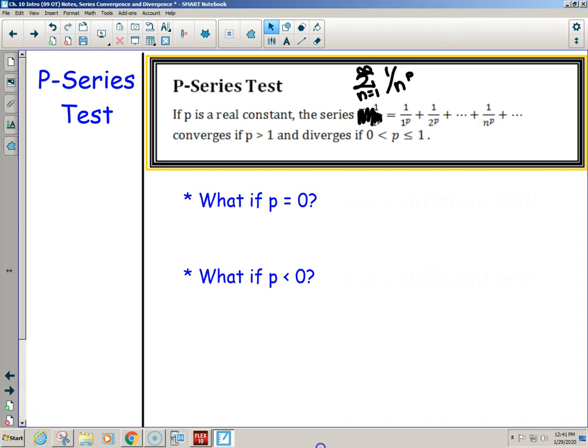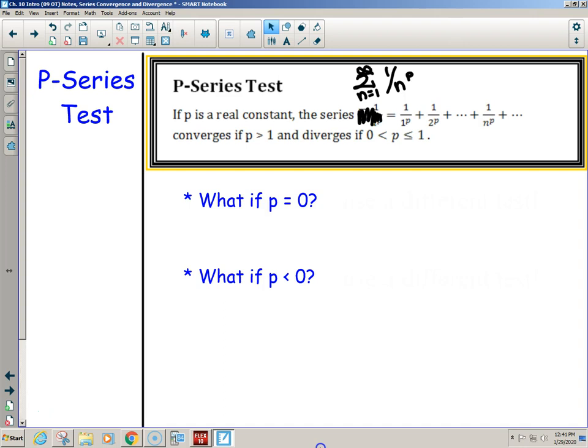Even though we're not going to get tons of practice in on this p-series test, it's actually a really easy one. It only applies to very, very special functions. It only applies to ones of the form, or that can be written in the form, of 1 over n to the p.